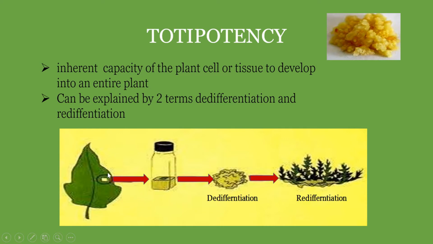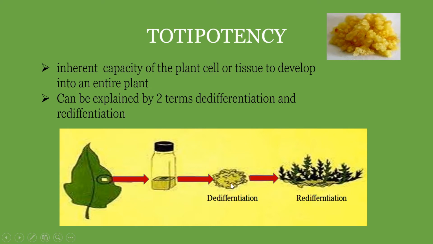Here the explant, which is taken from the matured plant, may be leaf, stem, or any part of the plant. When it is taken, it is inoculated on the medium. When it is inoculated on the medium, by utilizing the nutrients present in the media, it undergoes dedifferentiation. That is, the mature cell utilizing the nutrients from the media will undergo meristematic state, and when it achieves the meristematic state, it will form the callus, which is nothing but dedifferentiation.